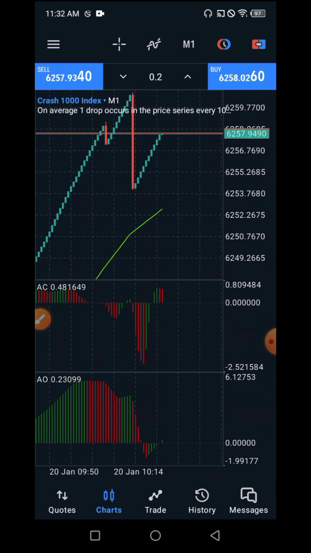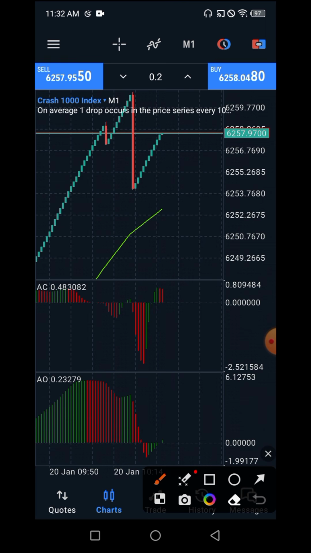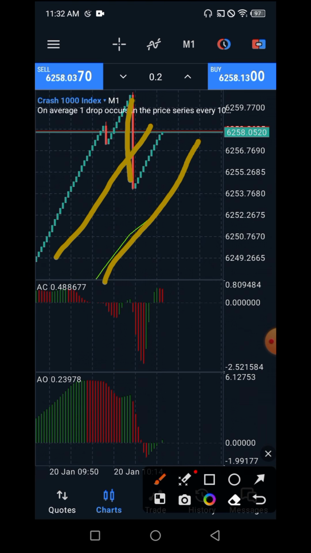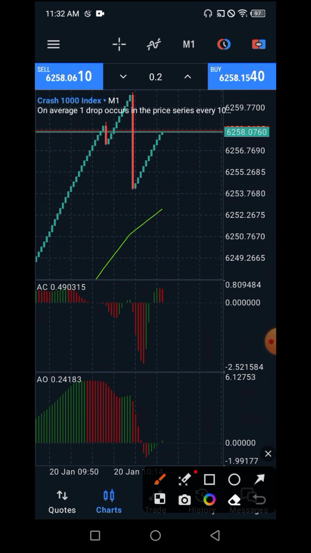So what you have to wait for, as I said, on boom 1000, is a spike like this, and you make sure your moving average is trending below your candlesticks. Then you wait after the spike for your accelerator to go above the zero level. When it's at the zero level, you make sure the first accelerator bar there is green.